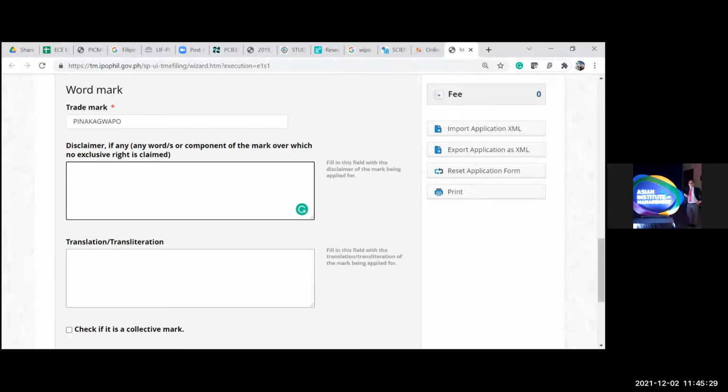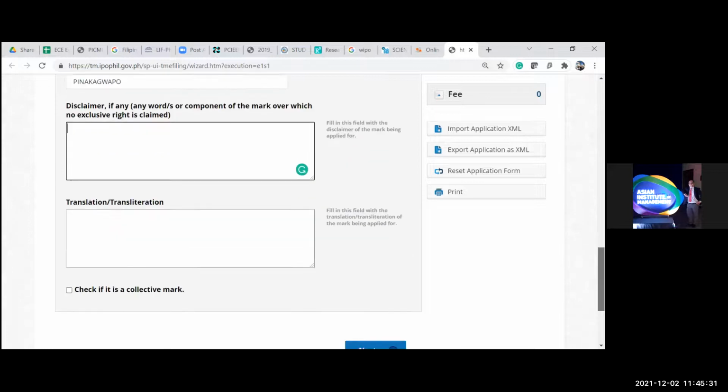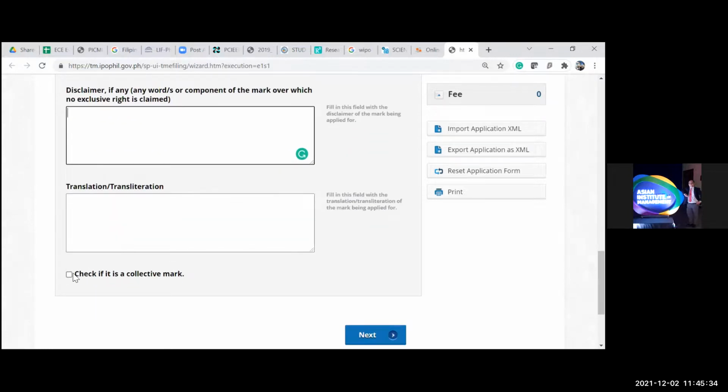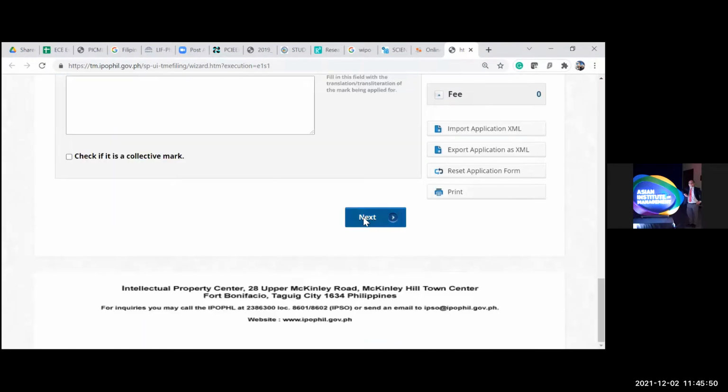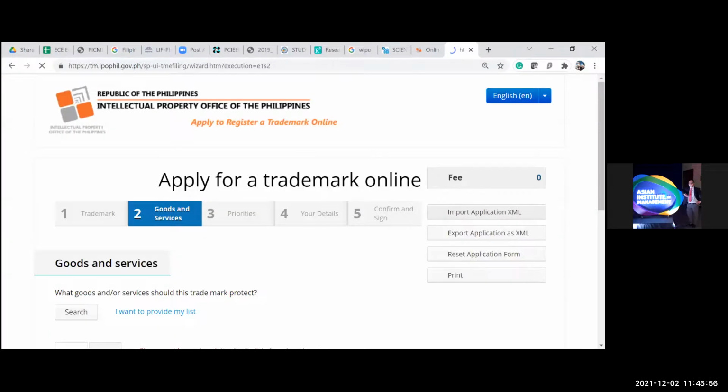Now, if you go to the bottom part, check if it is a collective mark. If your mark is a collective mark, then you click this. That means they need to identify if it's collective or not. And then you proceed to next. So let's simulate. Next, I think it's loading.